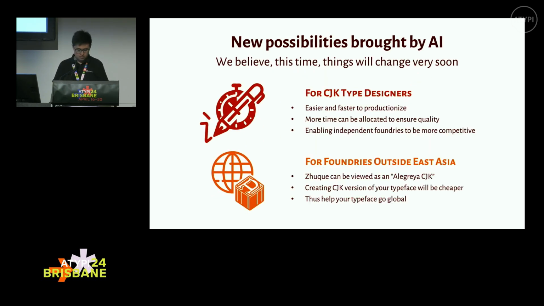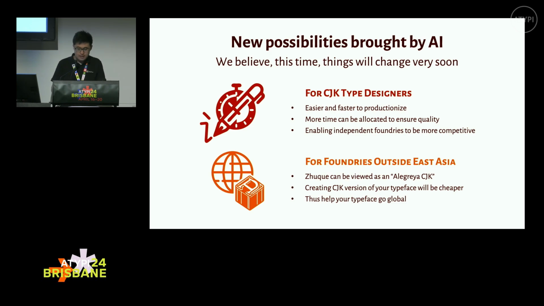So after all this long story of Zhuque, an ongoing adventure of AI-aided CJK type revival, we ask, what opportunity will the new technology offer us? We believe this time things will change very soon, not only for the CJK type designers, but also for foundries outside East Asia. Most importantly, we will witness CJK typefaces being easier and faster to productionize, and eventually applying this to other scripts. For CJK type designers, this will increase their productivity, freeing up more time to ensure quality. We also envision the new technology will one day empower independent foundries in East Asia to be more competitive.